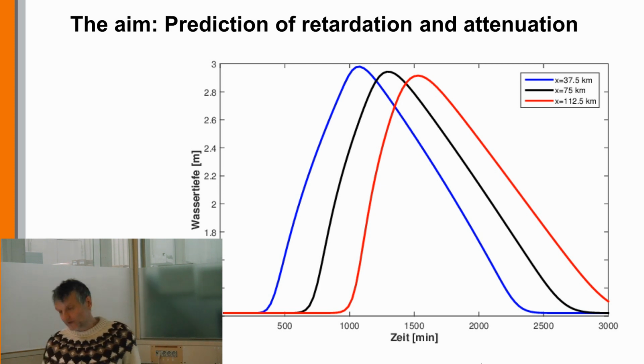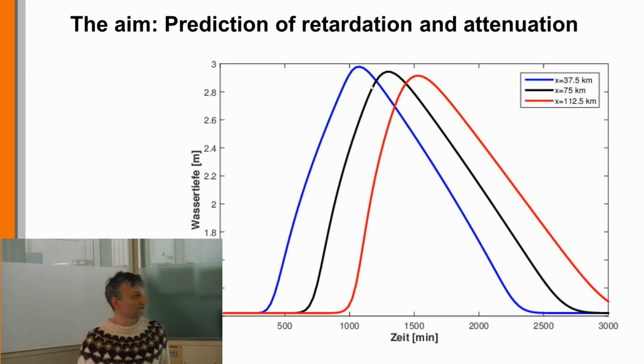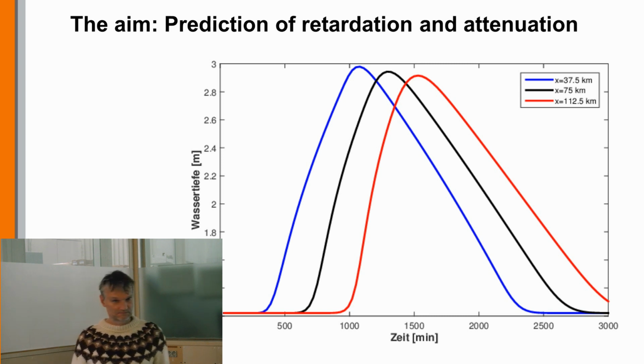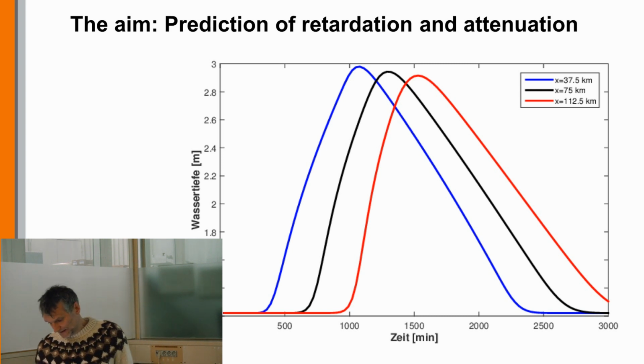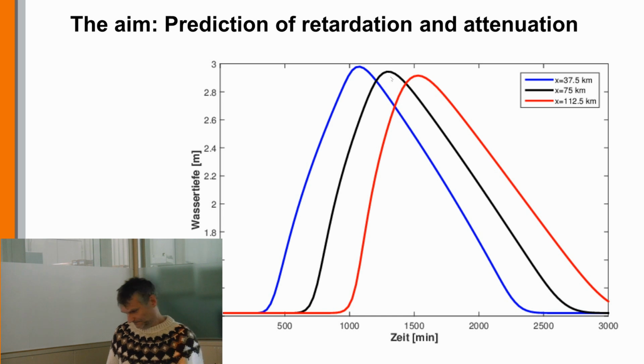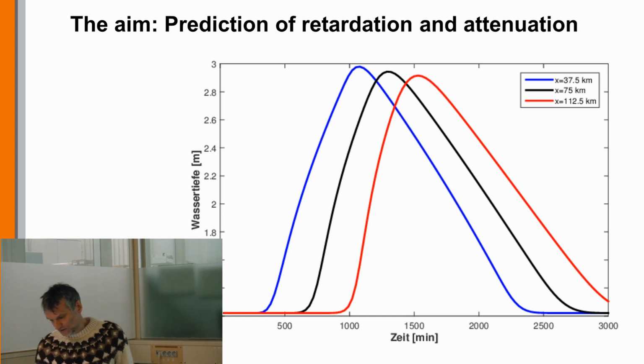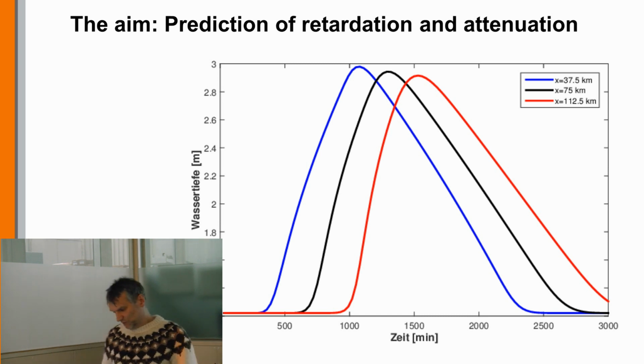When you look a little bit more downstream, then you have two effects. First of all, of course, the flood is coming a little bit later, so when you look on the time scale, the maximum of the flood rise is here a little bit later, and this is called retardation, Verzögerung in German.